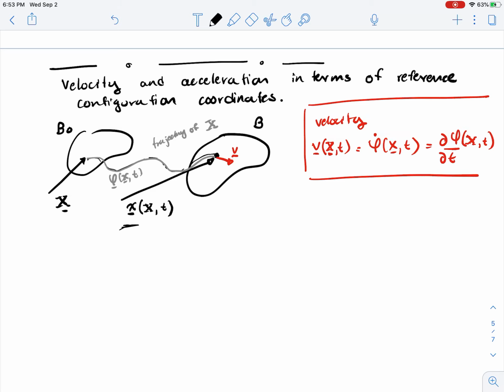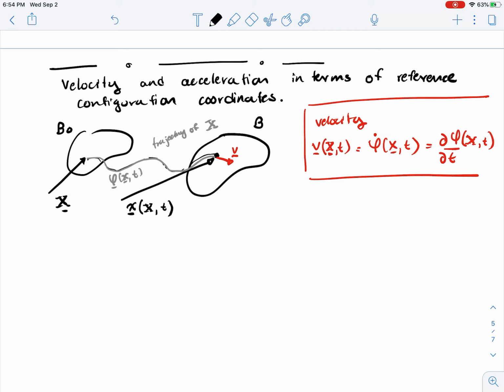Now I could express this same vector v in terms of these deformed coordinates, right? Because as you can see here, even though v is a spatial vector, the dependency is on the big X, and that's just because I'm tracking the same particle. That's why it's in terms of this capital X.